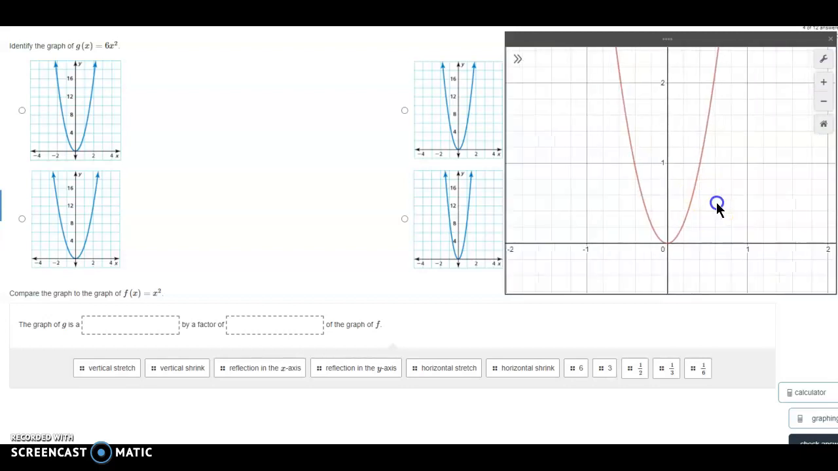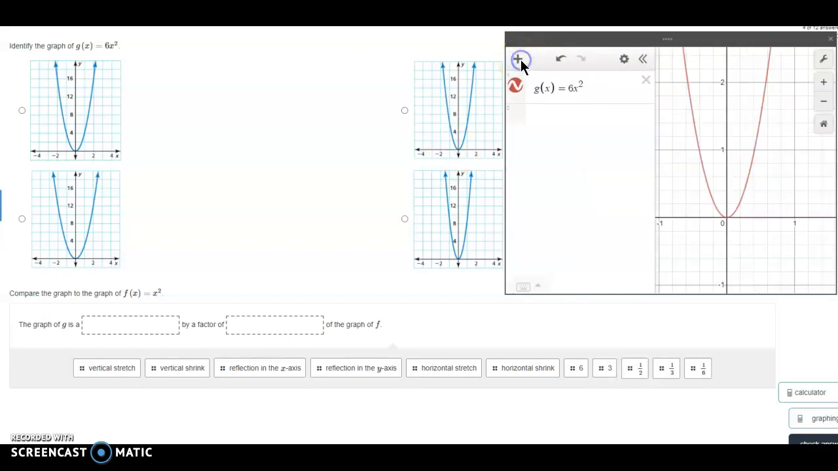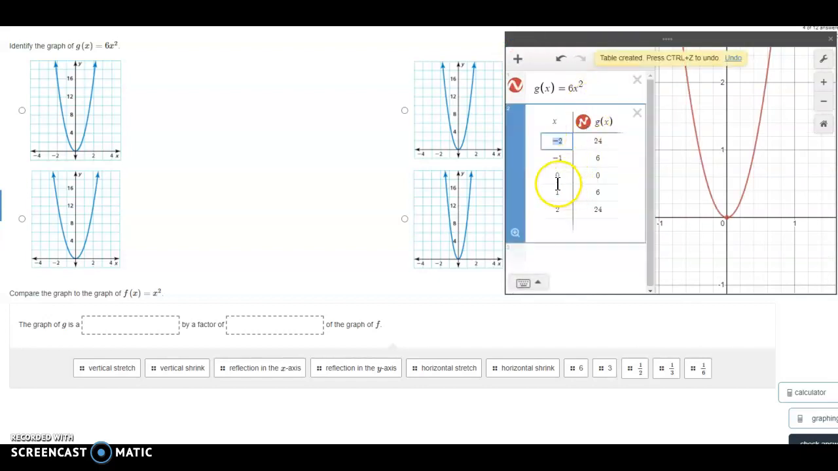If you want to see a point in here that's a little more precise, they're all at vertex (0, 0), and they all open up. So I want to find something else. It's a little hard to get exact points. One thing I could do is pull up that table, and I notice that it goes from 0 to 6.